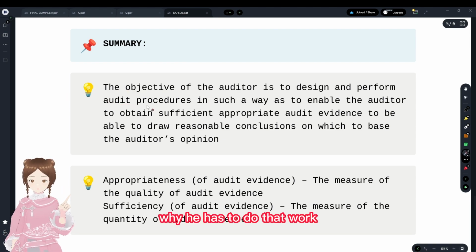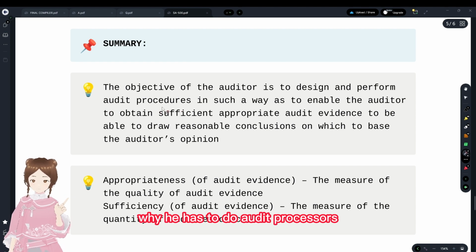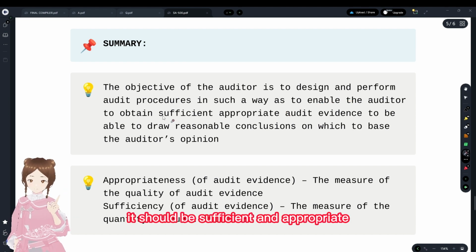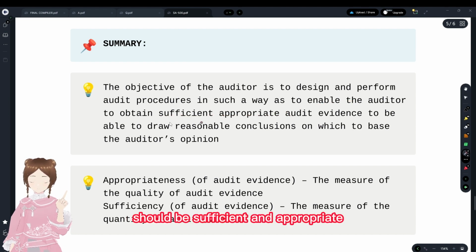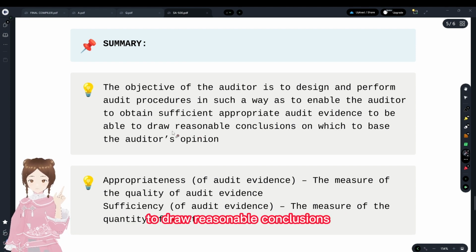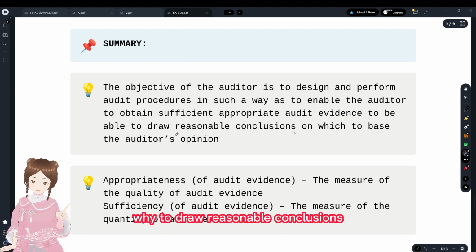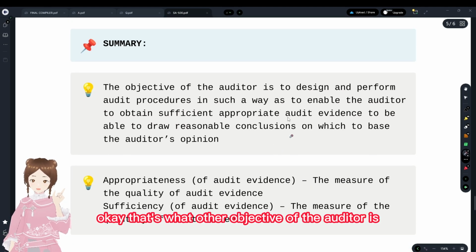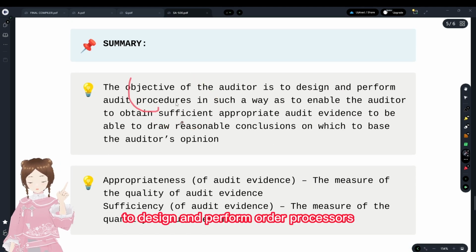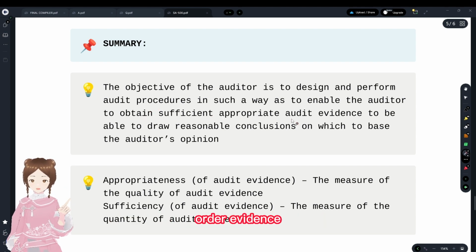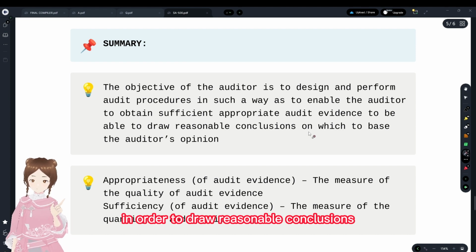Why does he have to do that work? Why does he have to do audit procedures? To obtain audit evidence. How should the audit evidence be? It should be sufficient and appropriate. Why does it have to be sufficient and appropriate? To draw reasonable conclusions. Why draw reasonable conclusions? In order to give a reasonable assurance. That's the objective of the auditor: to design and perform audit procedures in order to obtain sufficient and appropriate audit evidence in order to draw reasonable conclusions.